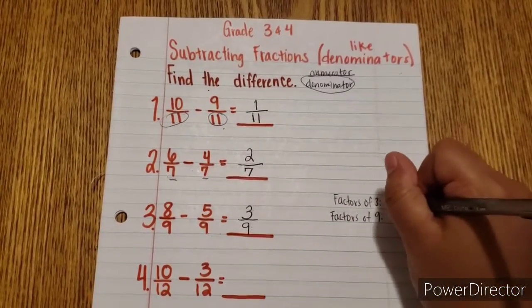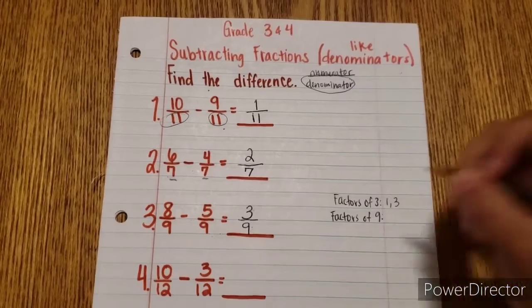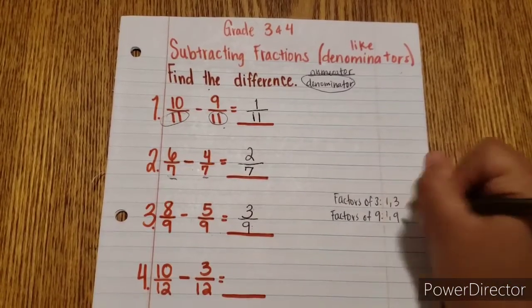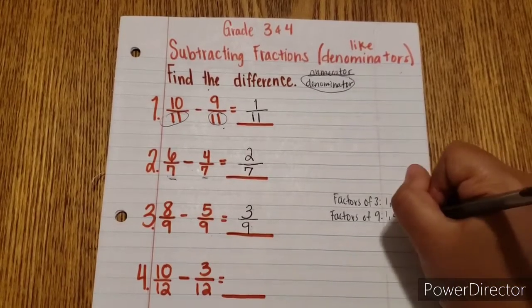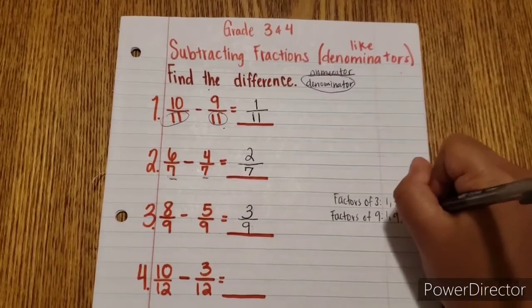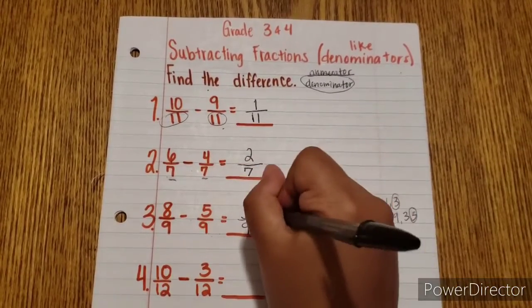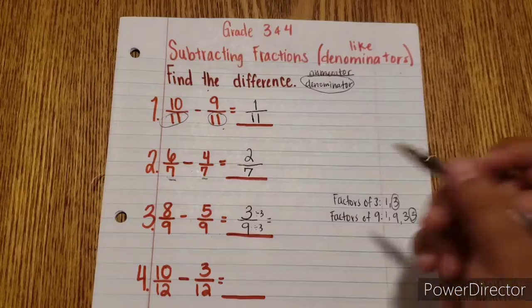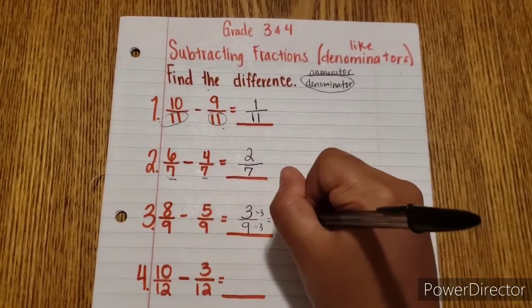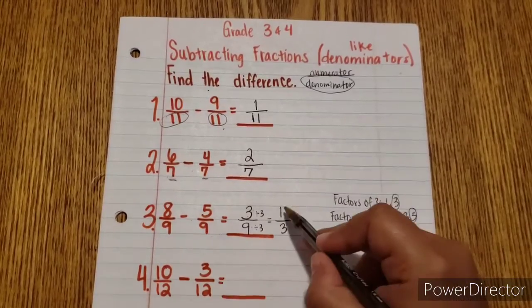Factors of 3 is 1 and 3, because 1 times 3 equals 3, and that's it. There's nothing else. Factors of 9, we have 1 times 9, so we have 1 and 9. 2 times nothing, and then we have 3 times 3. So that would just be 3, or we'll just add it on here, 3 times 3, and that is it. So we see that they have the same factor, which is 3. So what we need to do is divide this by 3 because we can simplify it. We can make it smaller. So 3 divided by 3 is 1, and 9 divided by 3 is 3. So this would equal 1 over 3.